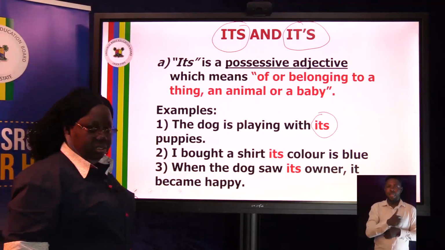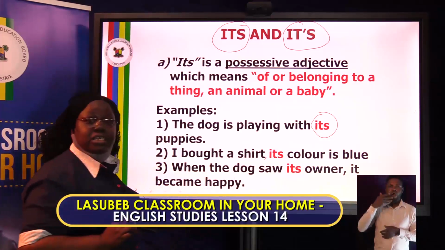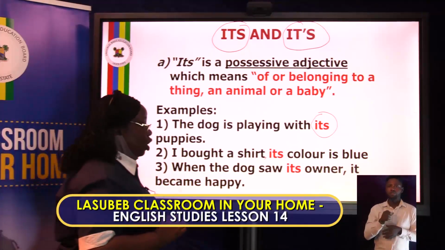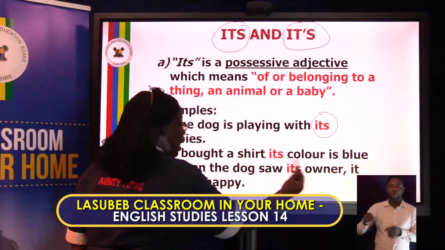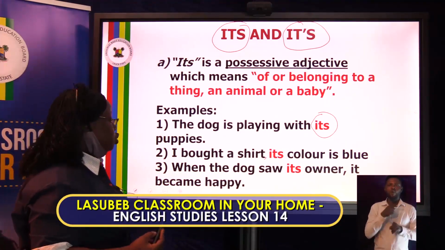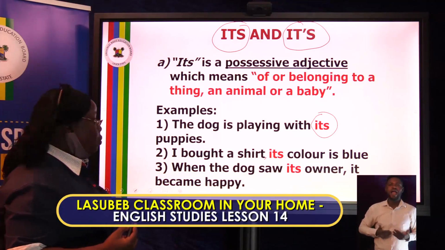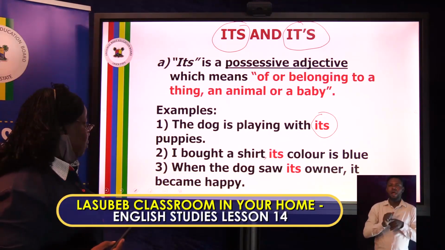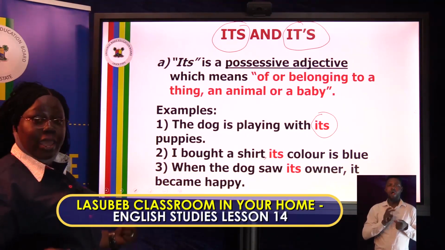I bought a shirt. Its color is blue. When the dog saw its owner, it became happy. Don't forget we said I-T-S is a possessive adjective, which means belonging to a thing, an animal, or a baby.